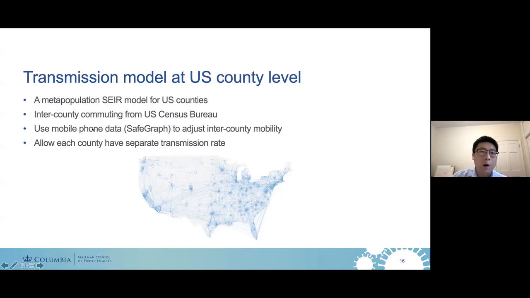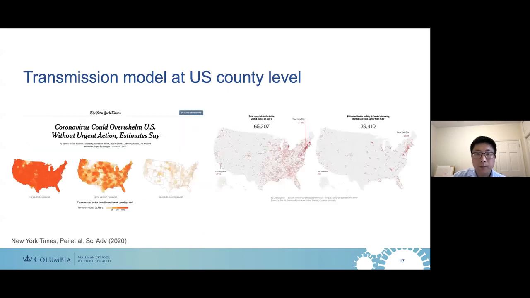So we used mobile phone data from SafeGraph to adjust the spatial and temporal variations of the inter-county mobility in the model. And to also reflect the different intervention measures in different counties, we allow each county to have a separate transmission rate in this model. This model has been previously used to generate initial simulations of COVID-19 spread in the US at the county level under different control scenarios, and also to estimate the impact of earlier intervention of COVID-19 in the US.